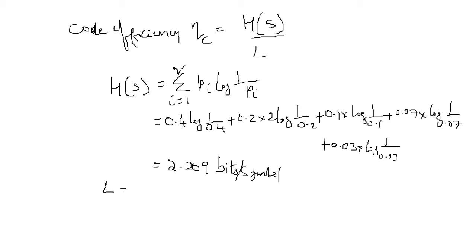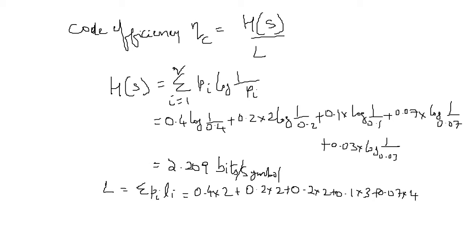Next, L is nothing but the summation of pi into Li, which you can substitute as 0.4 into 2 plus 0.2 into 2 plus 0.2 into 2 plus 0.1 into 3 plus 0.07 into 4 plus 0.03, that is the probability value 0.03, into the length, which is 4. When you substitute, you are going to get L is equal to 2.3 bits per symbol.